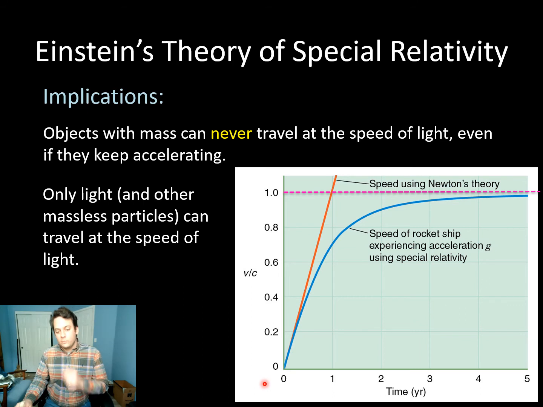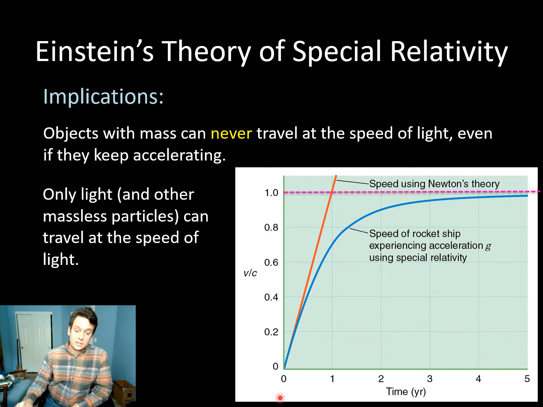If you look, for example, at this plot, which represents a rocket ship accelerating at gravitational acceleration: you imagine you get out into outer space, you're in a rocket ship, and you say, okay, I'm going to turn on the rockets and accelerate at 9.8 meters per second squared, which is gravitational acceleration on the surface of Earth. According to Newton's laws of physics, that acceleration would result in a linear increase in velocity as a function of time. It would just continue speeding up, and very close to a year after you started accelerating, you would pass the speed of light.